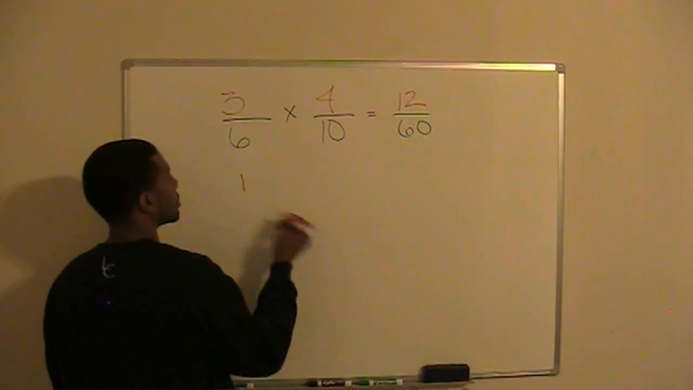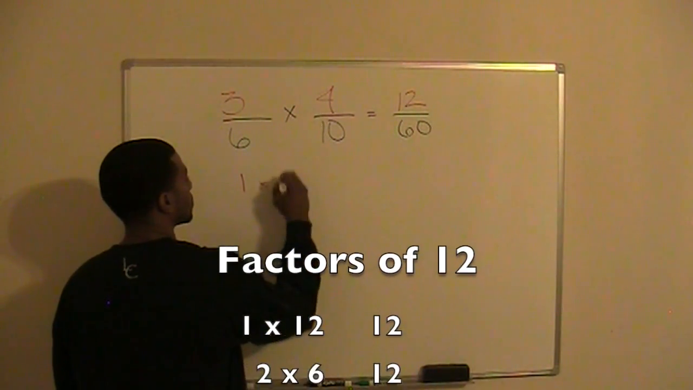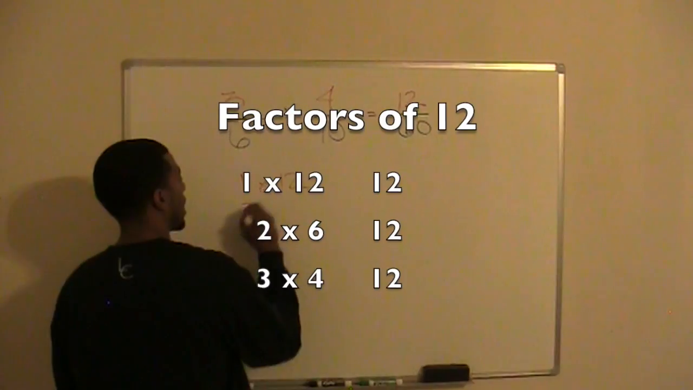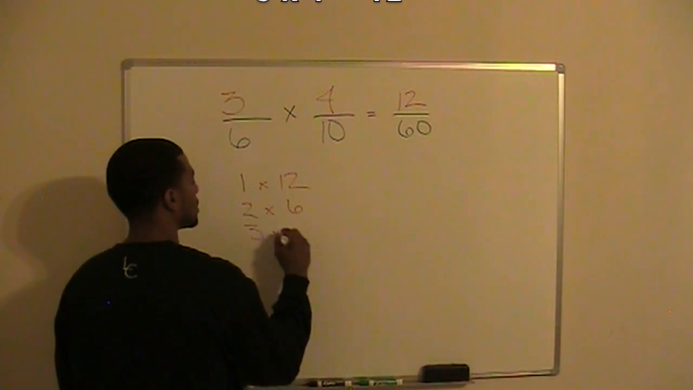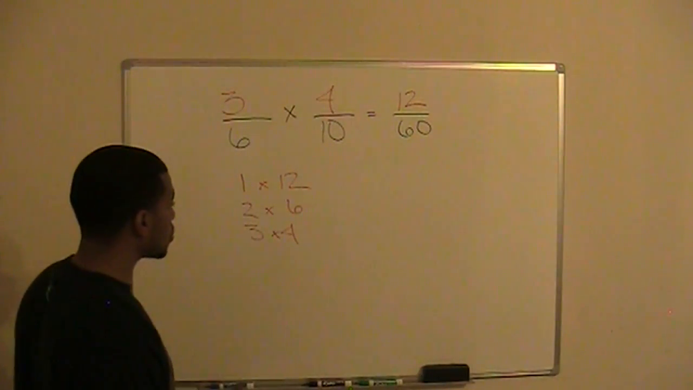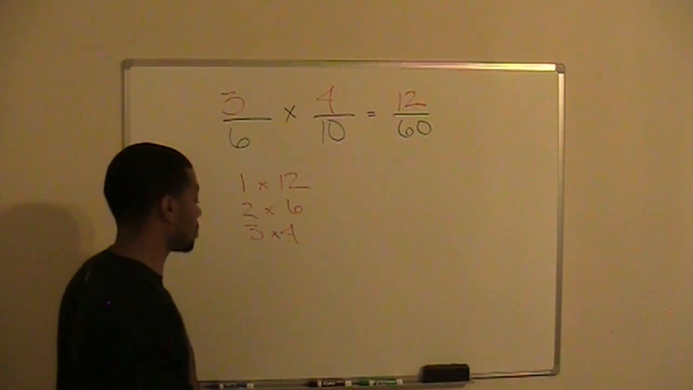First, I'm going to start with 1. 1 times 12. I have 2 times 6. And then I have 3 times 4. Those will be all of my factors for 12.